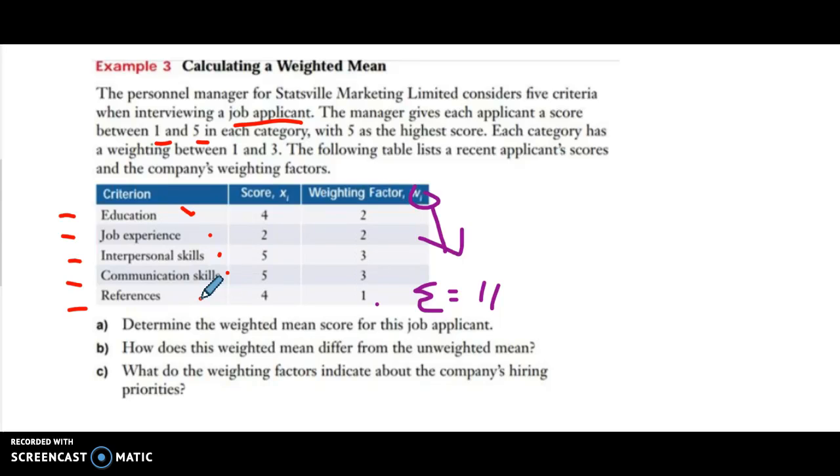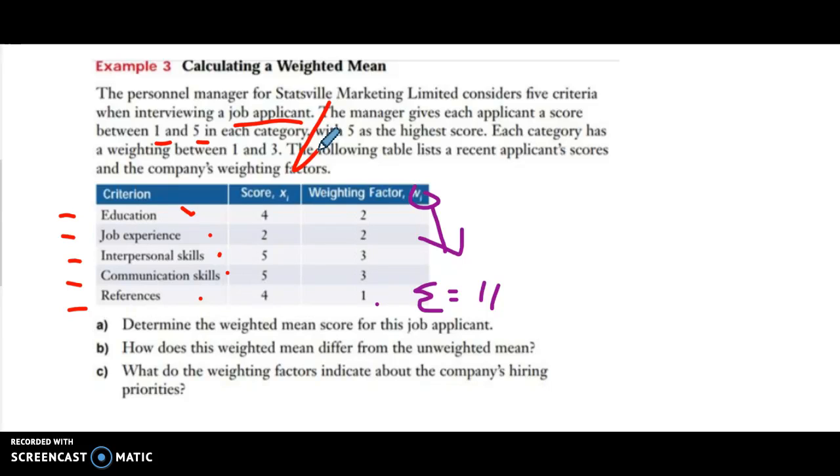One thing you could do is just take the average of them and compare him to someone else. 4 plus 2 plus 5 plus 5 plus 4 divided by 5, I think it's 4 on the nose, and that is his score, so he gets 4.